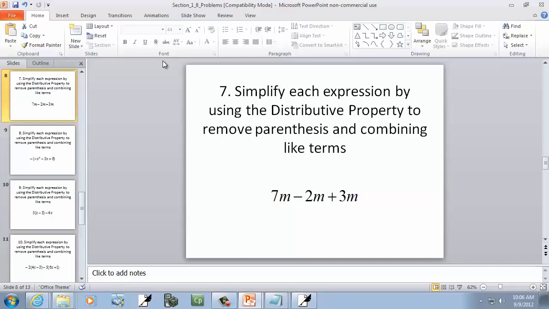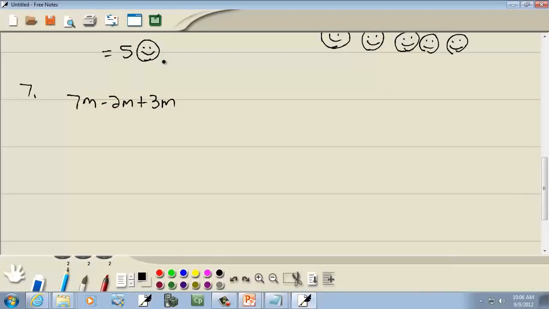It says simplify each expression by using the distributive property, remove parentheses, and combine together like terms. Well, in this particular problem, we don't have any parentheses, sorry, but we do have like terms. Let's look at these first 2 here. 7m minus 2m. Again, we add or subtract the numbers out in front, so 7 minus 2 gives us 5m, and I'll bring down the 3m.